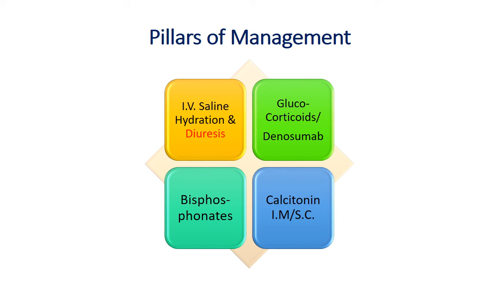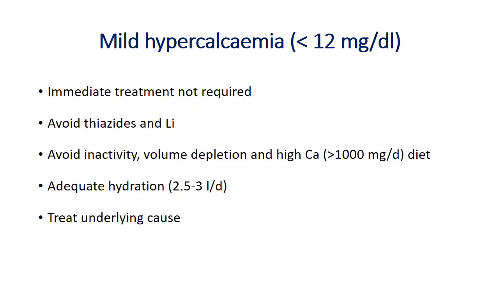Now, coming to the management of hypercalcemia, the final part of this discussion, there are four basic pillars of management of hypercalcemia. One is to use saline hydration and diuresis. Two would be the use of bisphosphonates. Three would be the use of glucocorticoids or denosumab. And the fourth would be the use of calcitonin. How and where to use it, we'll come to that very soon.